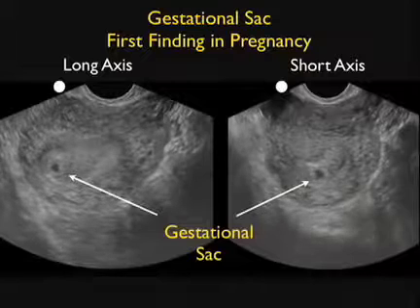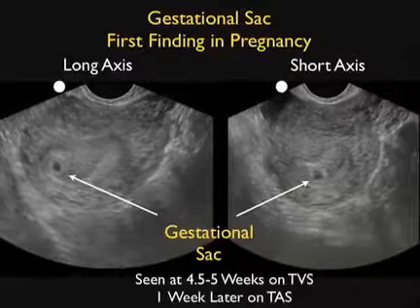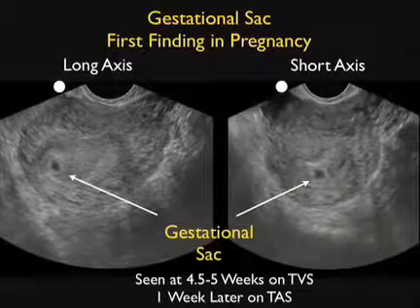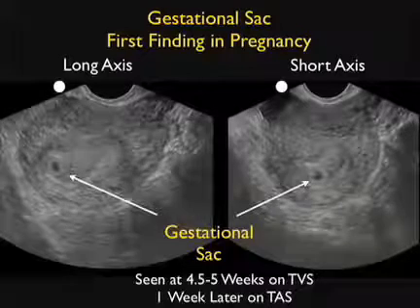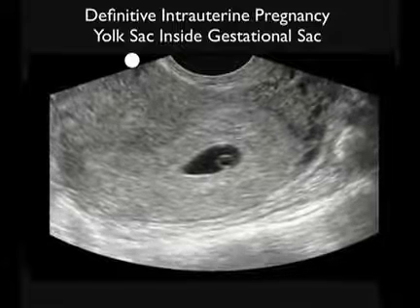Now, the gestational sac can also be seen in a pseudogestational sac of ectopic pregnancy, and thus is not diagnostic of an intrauterine pregnancy. However, it's an early finding of pregnancy seen at about 4.5 to 5 weeks on transvaginal sonography and a week later on transabdominal sonography.